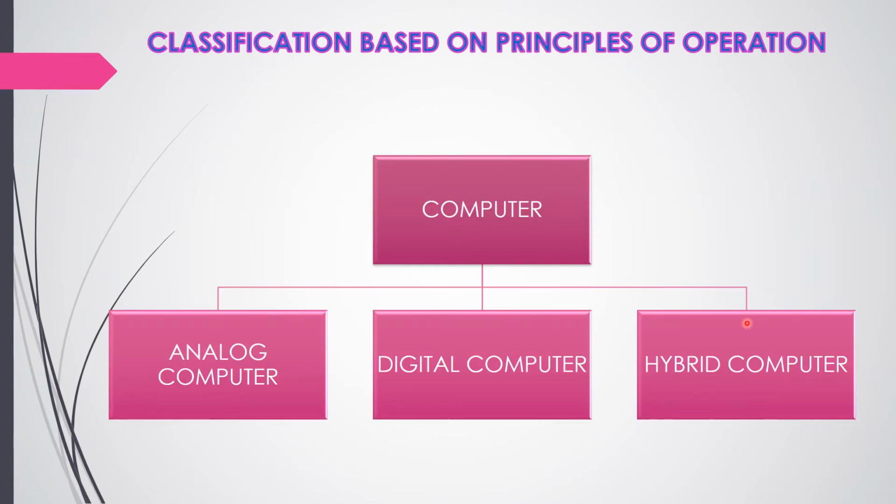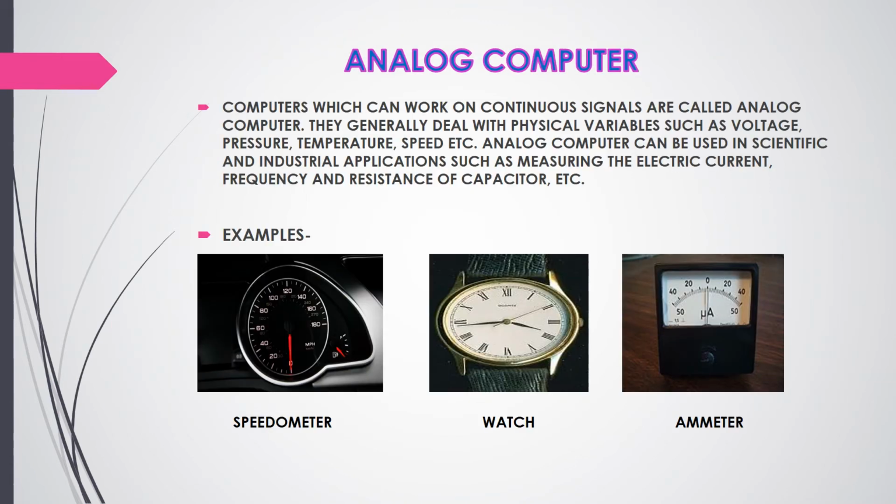Based on principles of operation, computers can be classified into three types: analog computer, digital computer, and hybrid computer. What are analog computers? Computers which can work on continuous signals are called analog computers. They generally deal with physical variables such as voltage, pressure, temperature, speed, etc.